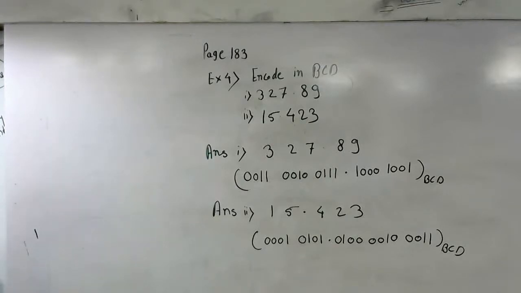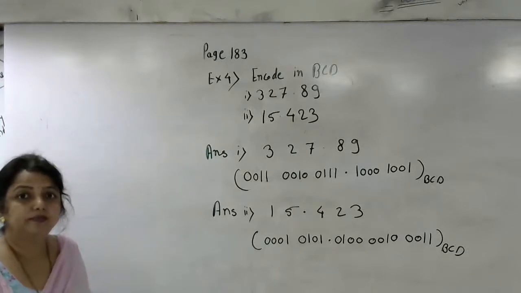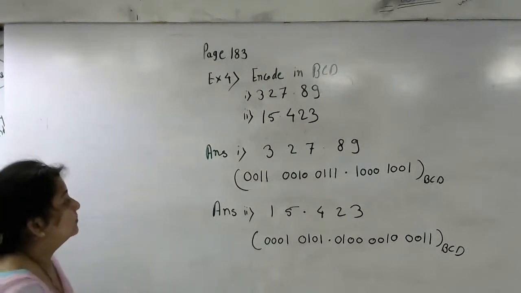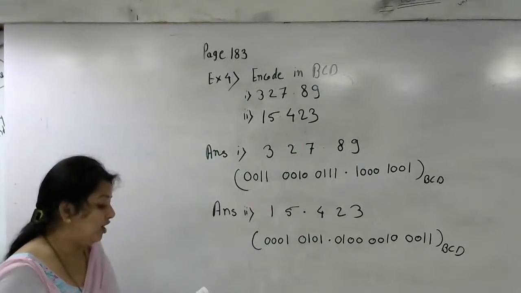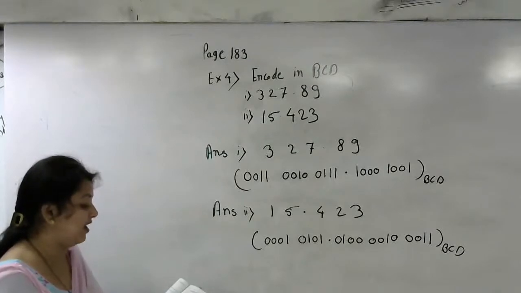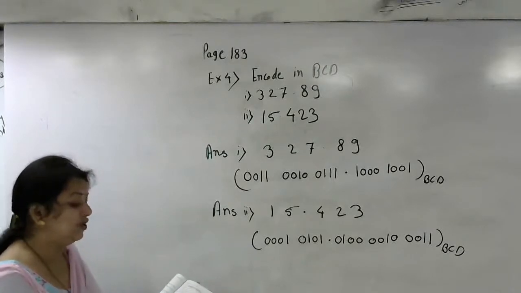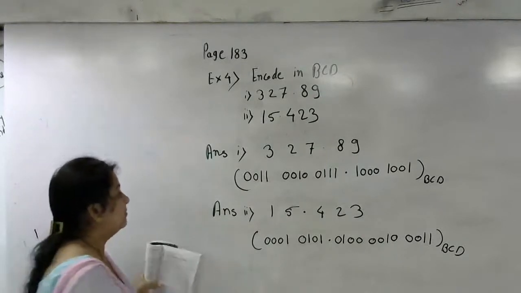The next example. Add the following binary numbers. Two binary numbers are given: 1010.1101 plus 101.01. Try to add these binary numbers.